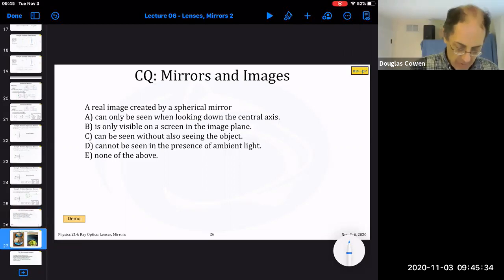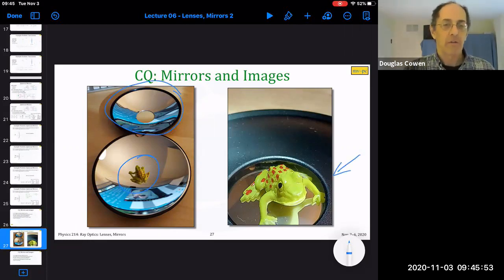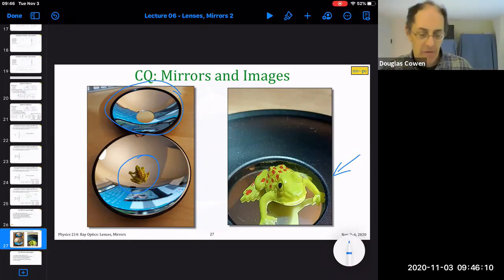And you can see it more clearly here, I hope. So there's the frog down at the bottom. The frog is at the bottom of this mirror, and this top mirror goes on top of this whole arrangement. Then you end up seeing this real image of the frog sticking up basically in thin air. You can run your finger through it and everything. And unless you look directly down, you can't see the real frog that's underneath. So you can indeed see a real image without seeing the actual object.